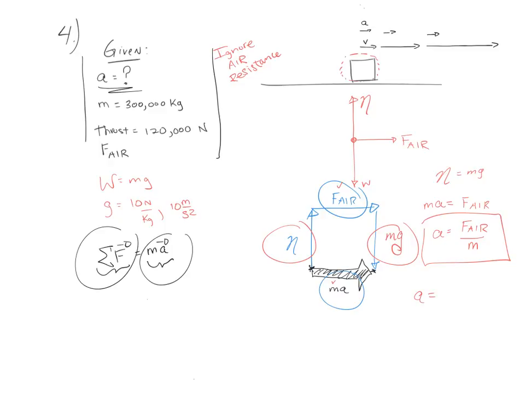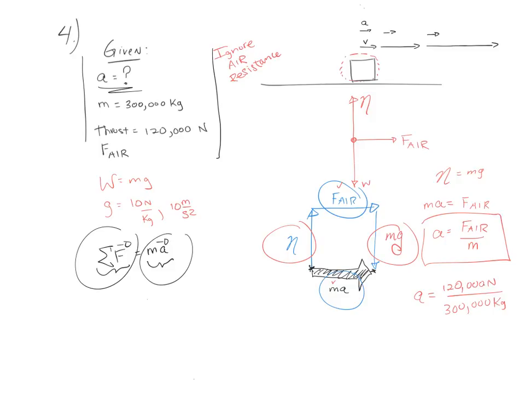What's F air? This last step is not that important, but what's F air? How much force? I don't hear you. How much force is due to air thrust on the plane? 120,000? And how much mass again? I suppose if you divide these numbers, you'll get the exact acceleration.